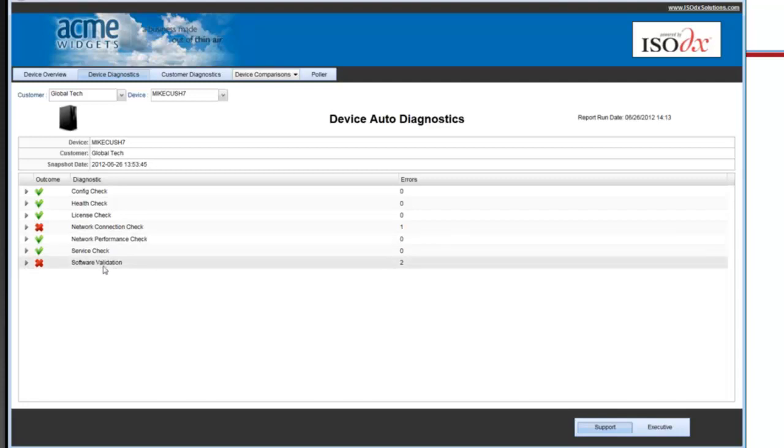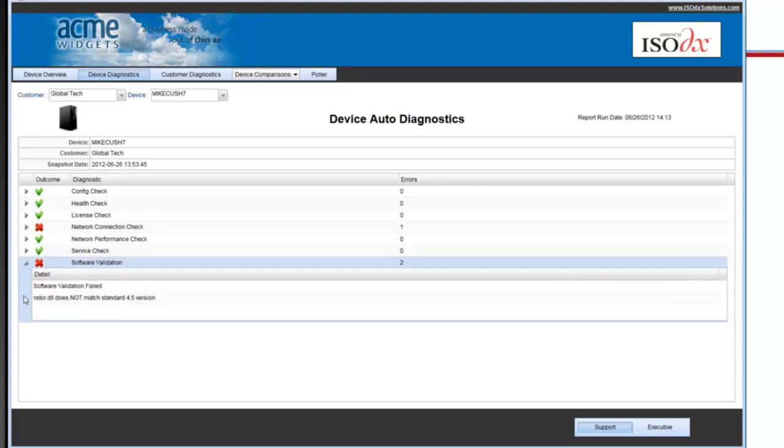Let's say software validation is a check that pretty much every one of our ISVs asks for because it adds a lot of value. What it does is it basically determines what version of the software the customer has installed, and how that differs from what we know is a known good install of that software. So very quickly we know that this particular machine failed a software validation test. If the level 1 person would open this up, we know that the software validation failed, and there is a particular DLL that does not match the standard 4.5 version of our software.